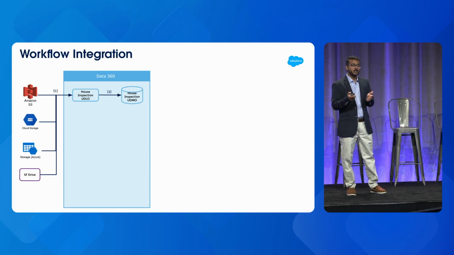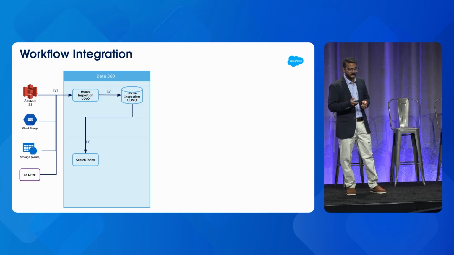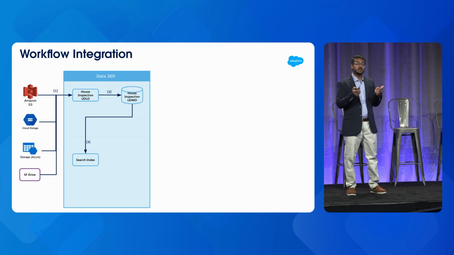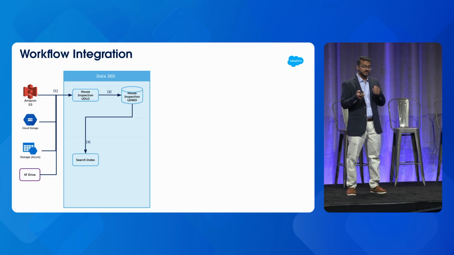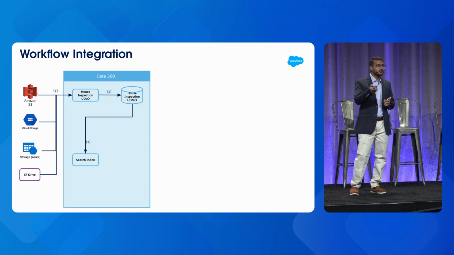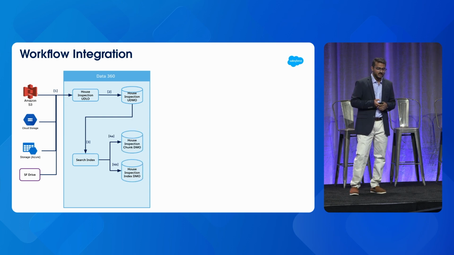And then we create something called a UDMO and map it to the UDLO. This is a one-to-one mapping. Know that UDMO is more like a view on top of your data. So then we create something called a search index. It's a process definition, so you create it on the UDMO that you've just created. Search index results in 2 new tables: a chunk table, and then an index table.